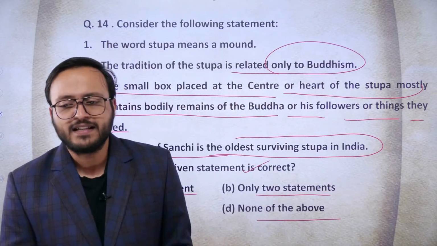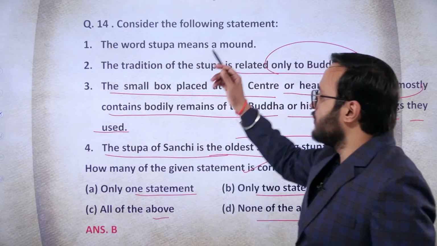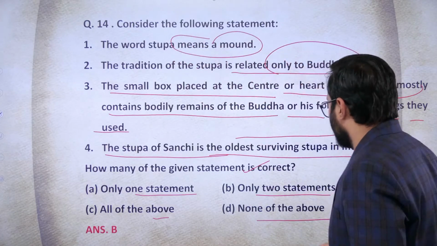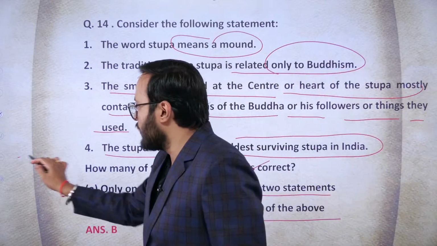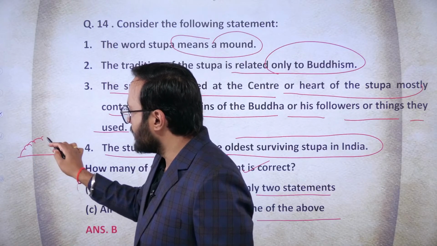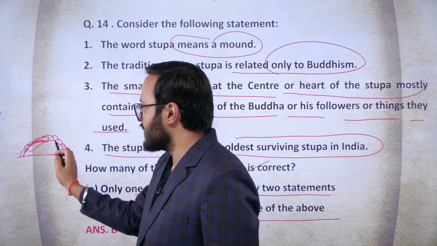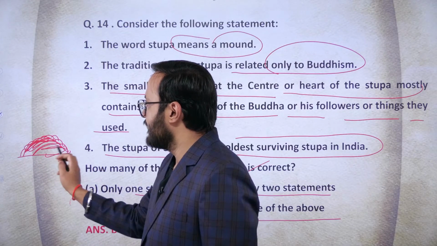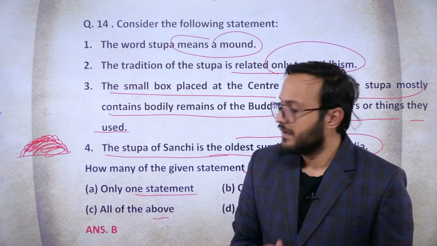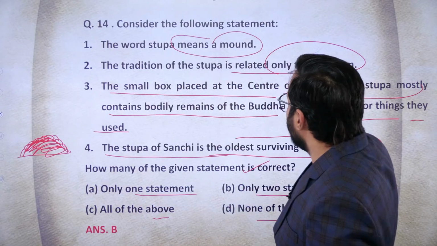Guys, the right answer to this question, I think this should be known to everybody. The right answer is option number B. Why so? The word stupa means a mound. What is a mound? Suppose you have a plain ground and then you start collecting the dust and the bricks and the debris together, then there is a structure which appears something like that. Now that is called a mound. Then we have a second statement, the tradition of the stupa is related only to Buddhism.